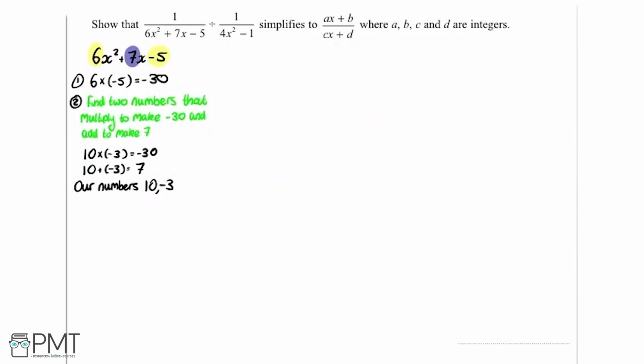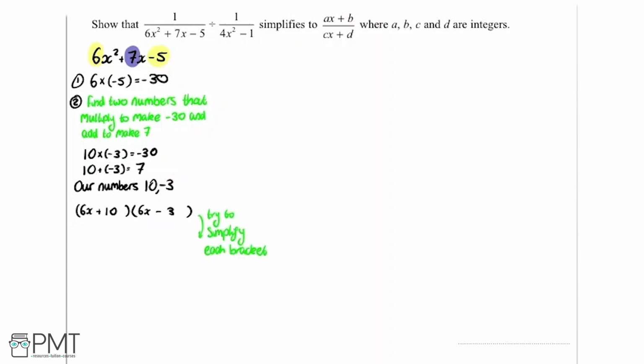Then the next step is we write out our brackets and we look up and see we've got 6x² here. So in each of these brackets, I'm going to put 6x and I'm going to fill the other end with the numbers. So we've got plus 10 and minus 3.